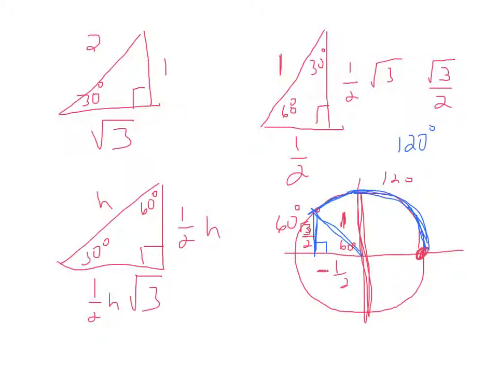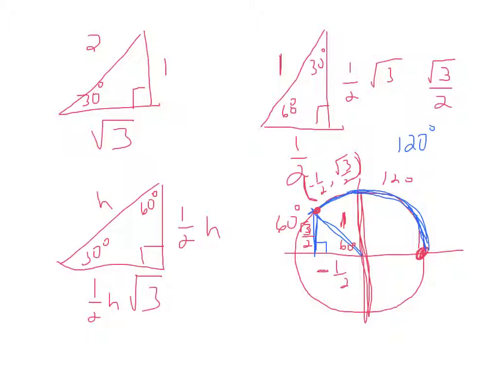I could find the coordinates of this point because the x is negative 1/2. The y is positive square root 3 over 2. Now we're back to where we just got done doing all those examples, and this will always hold.